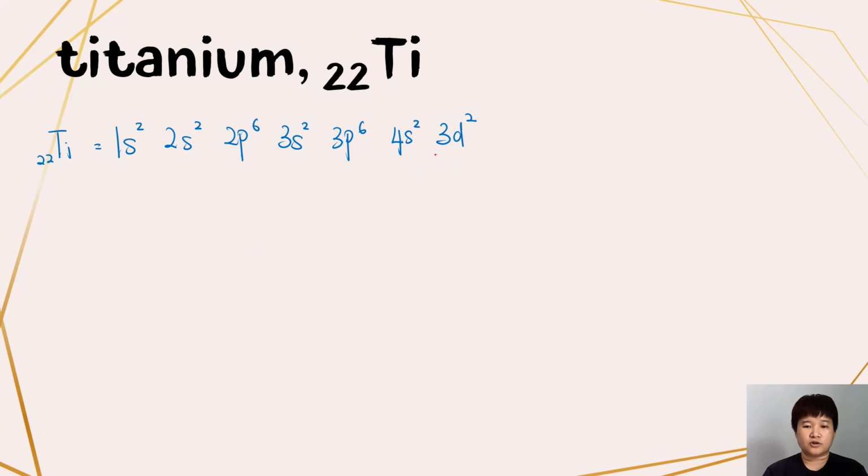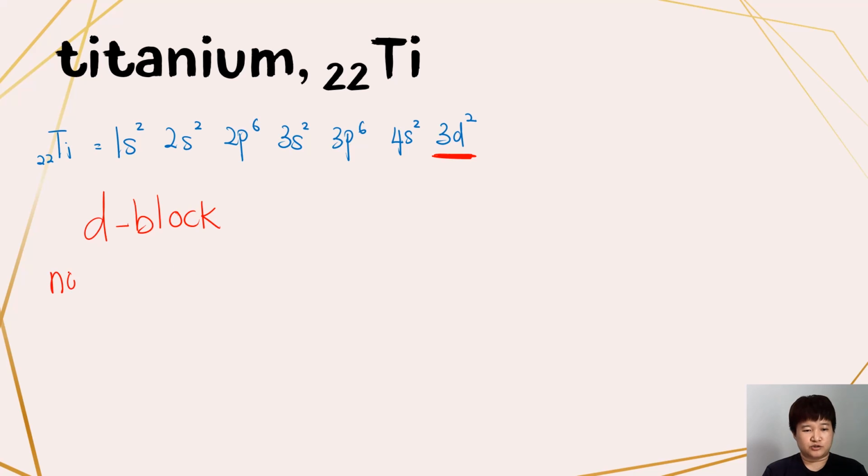The last electron that you put in right now is in the d orbital. Therefore, titanium is in the d block of the periodic table. If you don't trust me, open up your periodic table and check that. You will find your titanium in the d block.